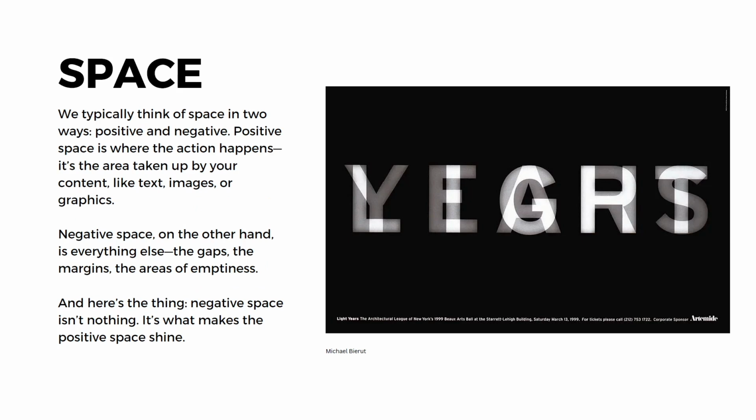We usually think of it in two ways. We have the positive and the negative. The positive space, that's where the action's happening. If we're looking at a newspaper and we see the headline, that would be considered the positive space. That's the type. It's the black ink. But the area around it, the air, that space around that type, is the negative space. This is the gaps, the margins, those areas of emptiness.